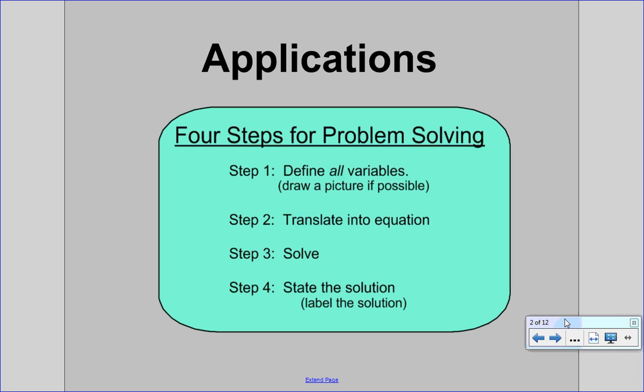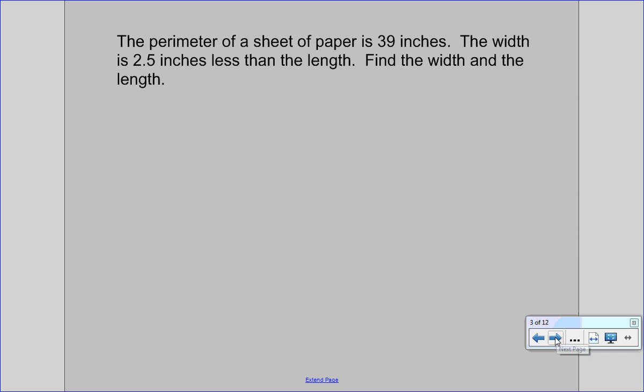Don't forget our 4 steps. Our 4 steps are to define all variables in the problem, translate into an equation, solve the equation, and then state the solution. And notice the very first thing there under step 1, I have drawing a picture, because a picture can often help us visualize what we're trying to do with numbers and variables.